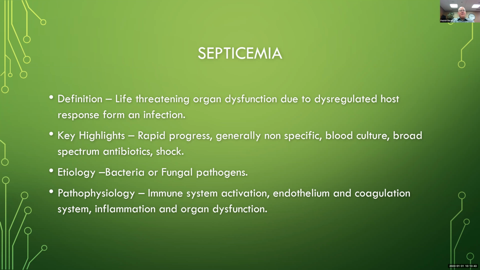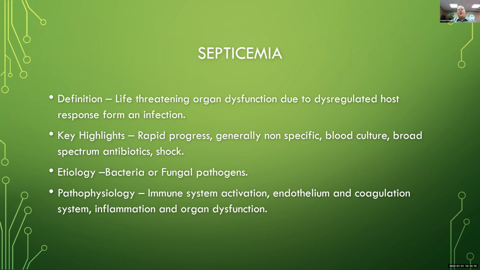So key highlights: it's a rapid progression, generally non-specific. A lot of times we don't know what the bugs are originally. We utilize blood cultures to help guide us, but broad-spectrum antibiotics also get hung. And really, we all know septic shock is just a complete overburden of the body's organs, where supply can't meet demand, and then demand ends up causing us to die.